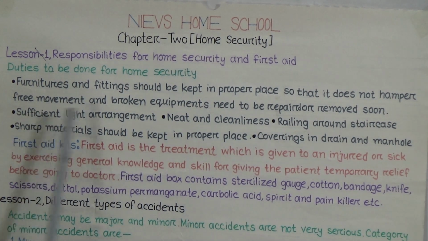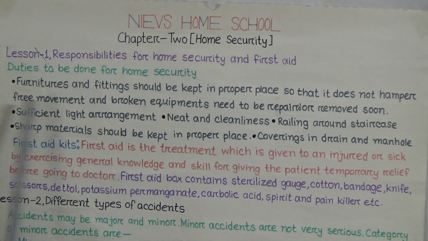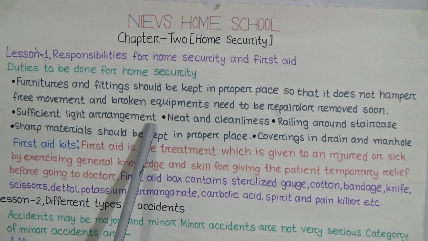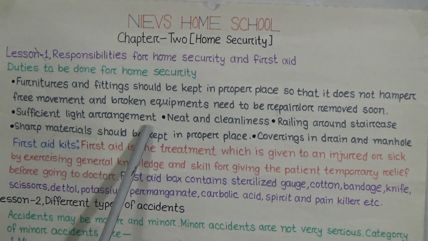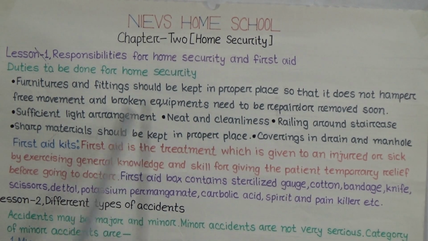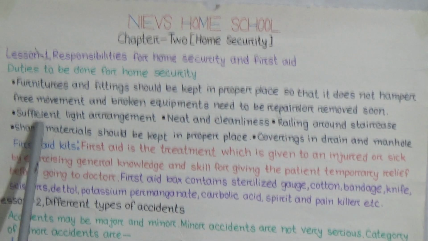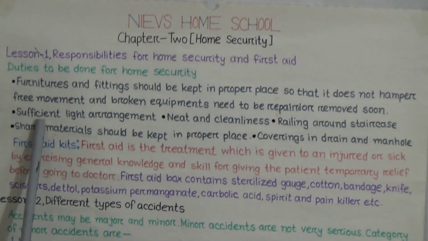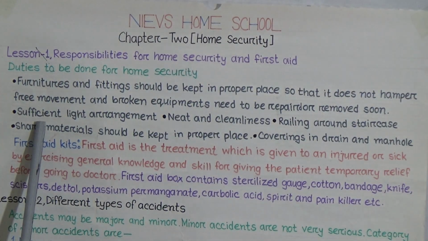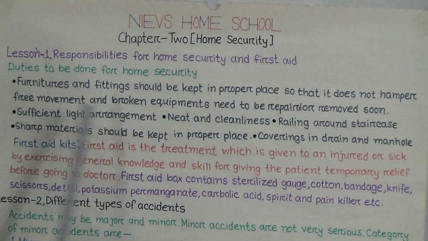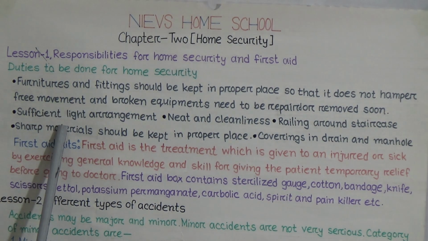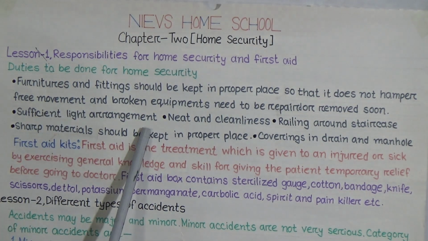Next, sufficient light arrangement. In our house, there are so many rooms, there are arrangements of light, so the light arrangement must be sufficient. Due to insufficient light arrangement, many accidents can happen. That's why we have to ensure sufficient light arrangement.